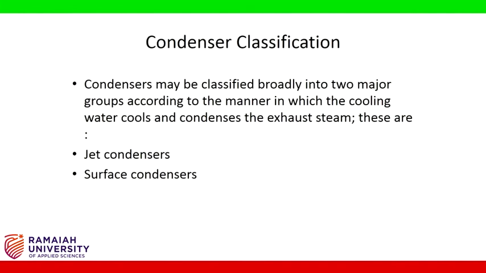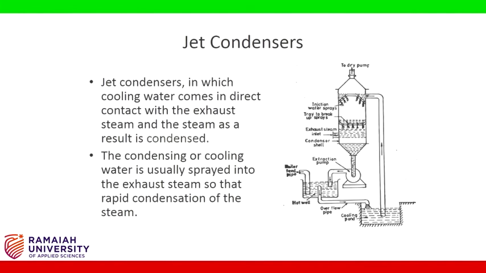Condensers may be classified broadly into two major groups according to the manner in which the cooling water cools and condenses the exhaust steam. These are jet condensers and surface condensers. Jet condensers, in which cooling water comes in direct contact with the exhaust steam and the steam as a result is condensed. The condensing or cooling water is usually sprayed into the exhaust steam so that rapid condensation of the steam occurs.